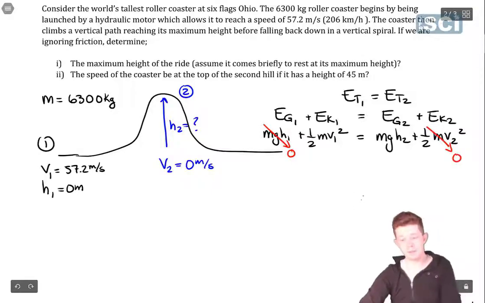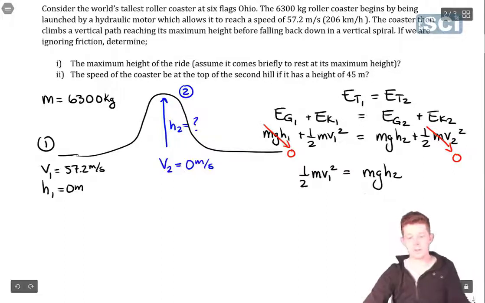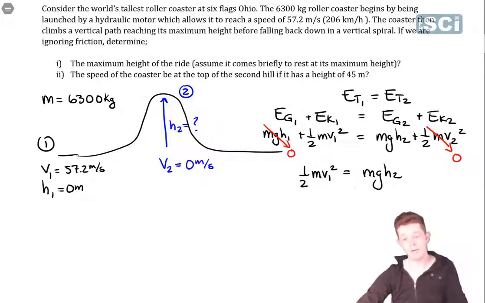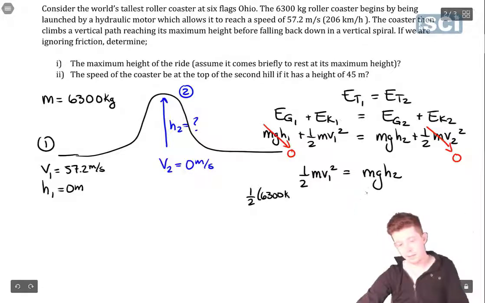So realistically, we have this kinetic energy, 1/2 mv1 squared, is going to be equal to mgh2. So let's substitute in our values. So we have 1/2 of 63,000 kilograms multiplied by 57.2 meters a second, and I square that, is equal to the mass 63,000 kilograms multiplied by 9.8 meters per second squared and multiplied by h2.